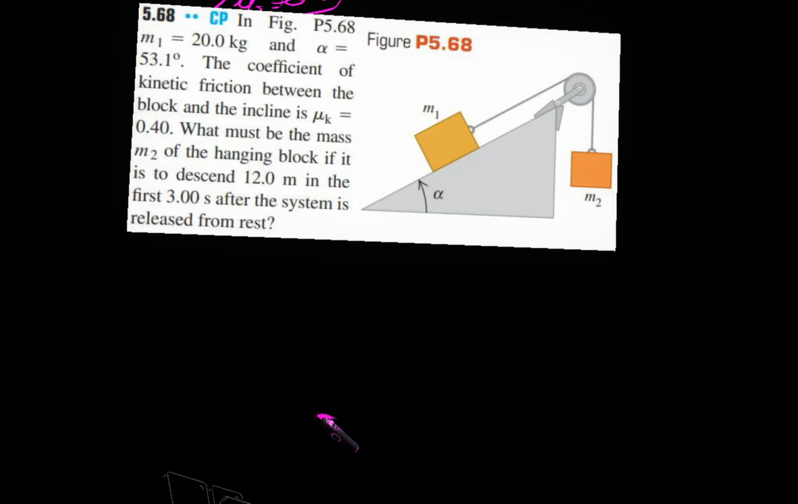So we have this scenario here. We have a mass connected to a cord that goes over a pulley that's being pulled up a ramp, and there's a weight on the other end of the cord falling down. Yeah? So we have M1 given, we have the angle given, the coefficient of kinetic friction between the block and the incline, mu sub k, is given. What must be the mass of M2 of the hanging block if it is to descend 12 meters in the first 3 seconds after the system is released from rest?